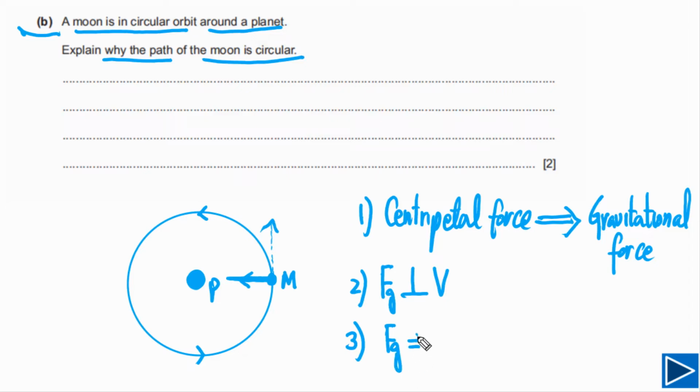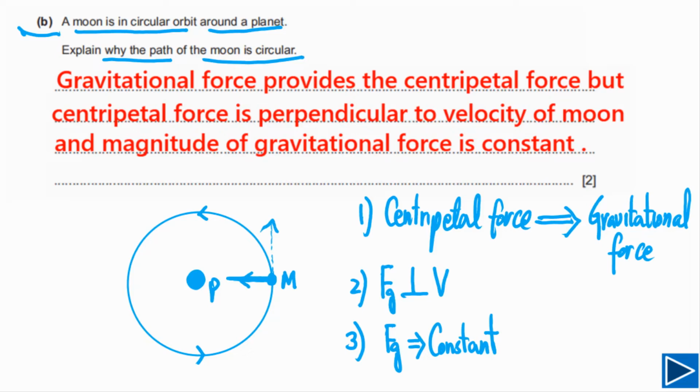So we can say gravitational force acting on the moon is constant. So we can say gravitational force is constant. So these 3 points we have to write down for the answer of this question. Now let me show you how you can write down a proper answer. So this is how you can write down your answer.